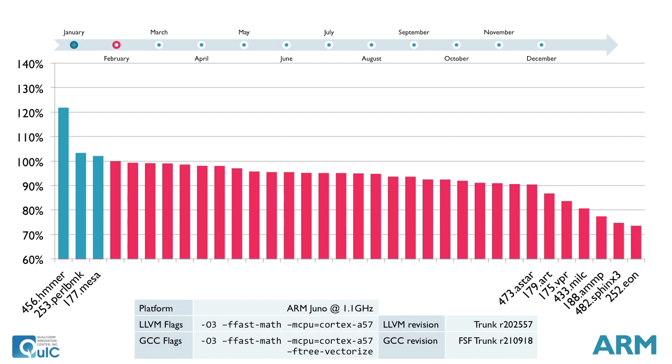So we started looking at performance, and this is what we found. On this graph, 100% means that there's no difference between Clang and GCC. Above 100% means that Clang is better than GCC, and below means GCC is better than Clang.